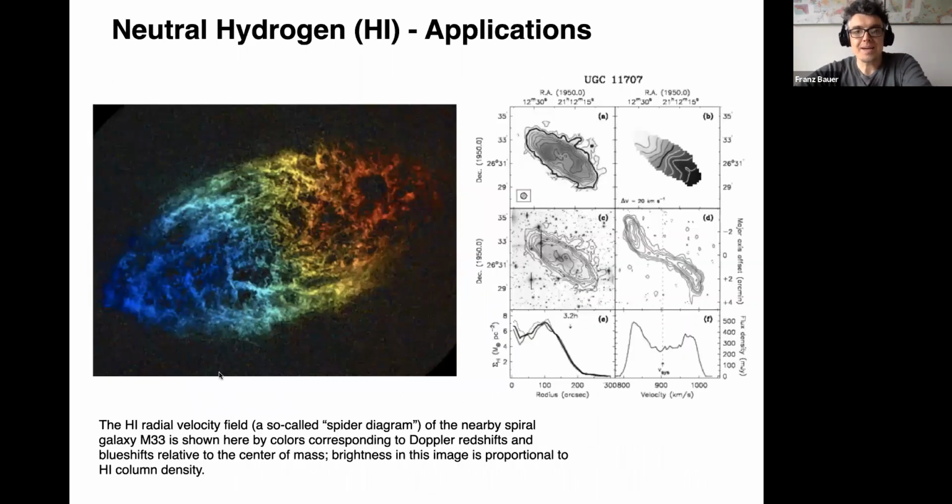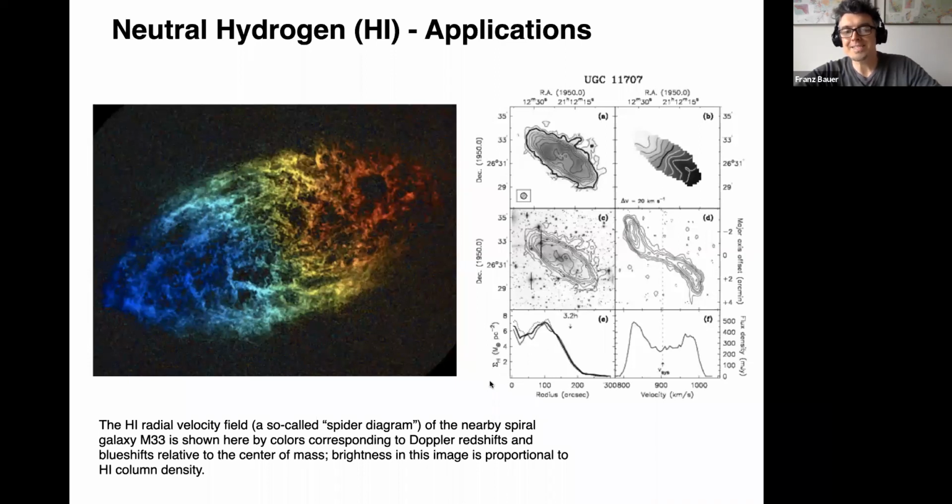So this is just an example of this. This is what's called a spider diagram. It is color-coded, but it's a velocity distribution here. So you see that the red is moving away from us, the blue is moving towards us, and then the middle portion is sort of in between. And so this is this galaxy here, and this is the velocity distribution as a function of declination.